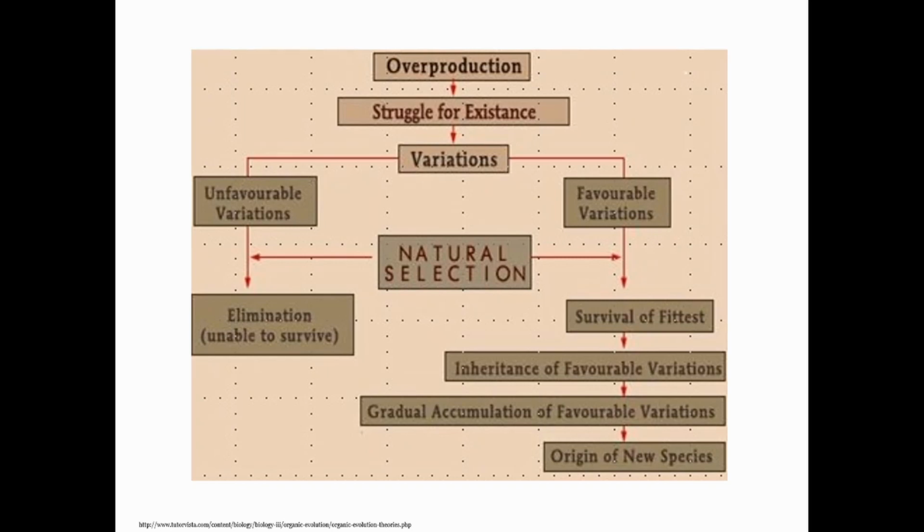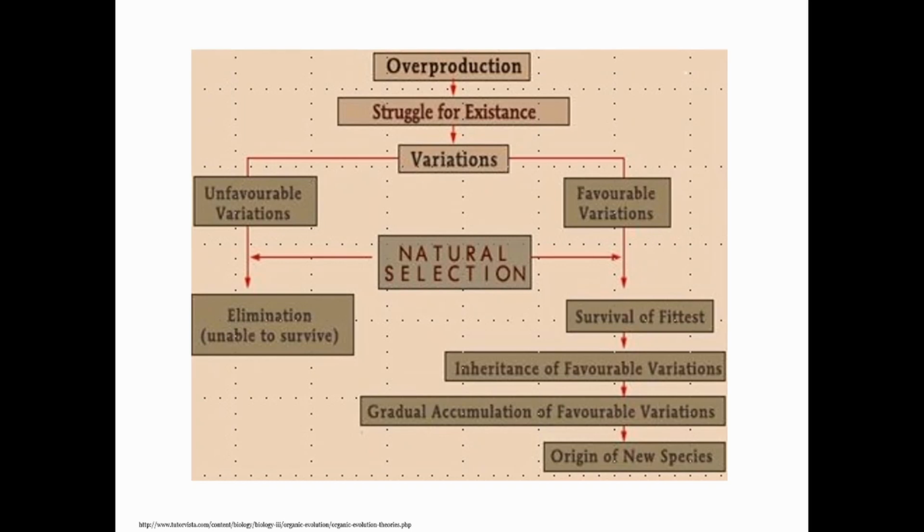Within that population, there are going to be variations, and some of those variations will be unfavorable, while some are favorable. Natural selection will help sort the unfavorable from the favorable variations. Those who have an unfavorable variation will not be able to survive as well or will not reproduce as well. And so those unfavorable variations will dwindle down and possibly disappear.